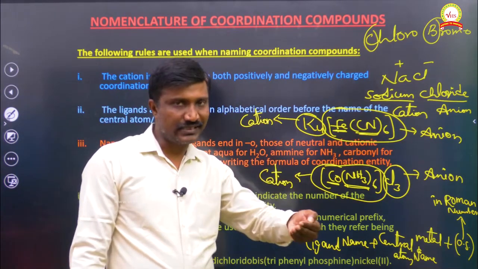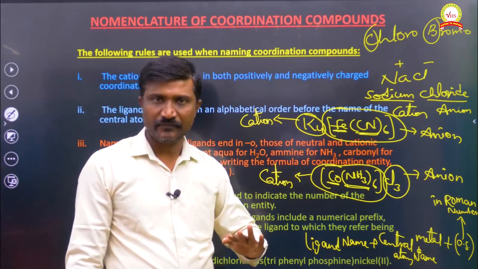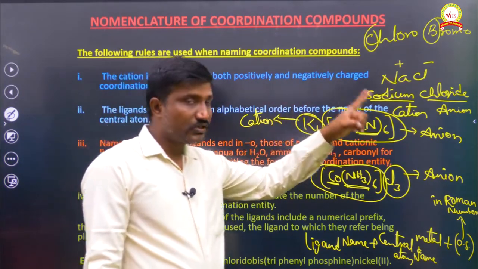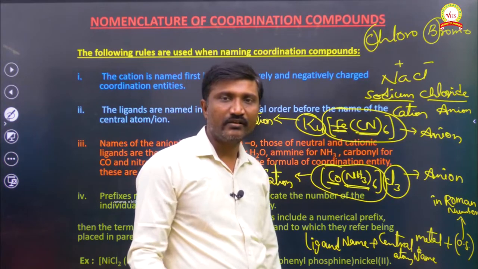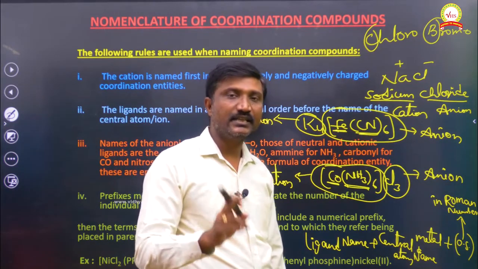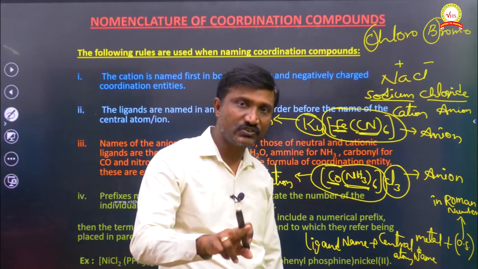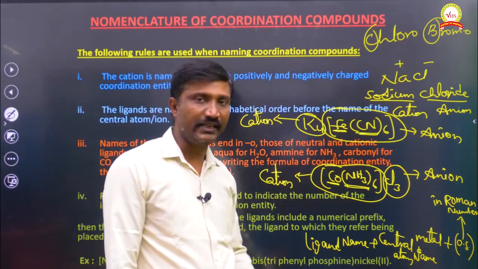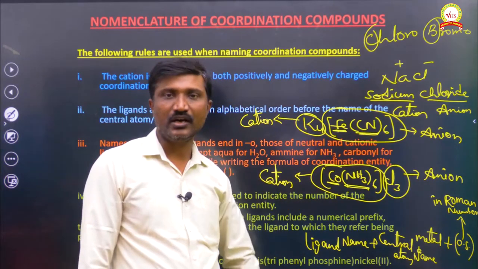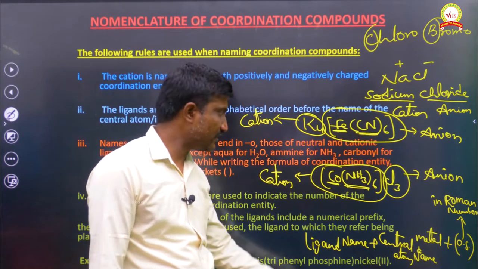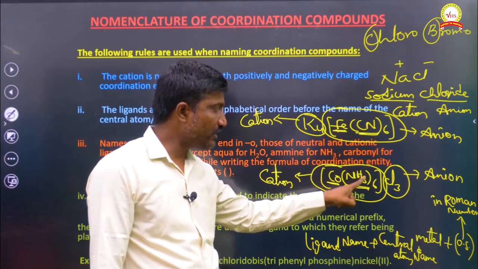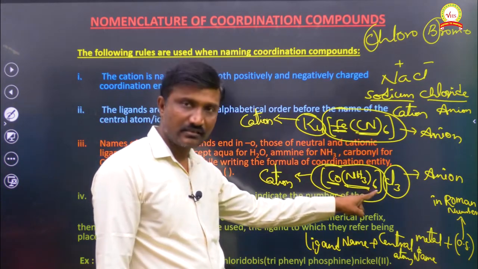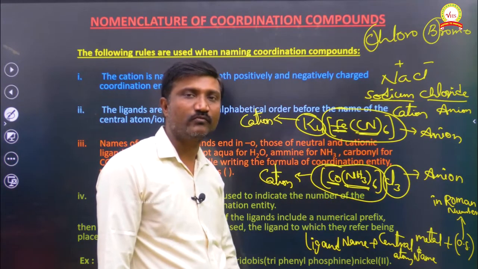Whether same type or different type, whatever it may be, when we write in alphabetical order, we have to represent that ligand repetition number also. Means how many ligands are there, that number also we have to represent. For example, if I am taking here, ammonias are present 6. So this 6 repetition also we have to mention.